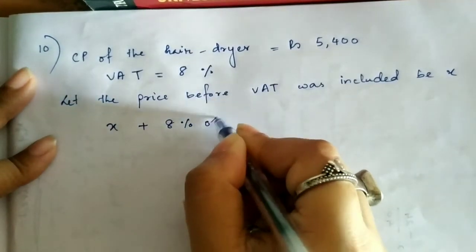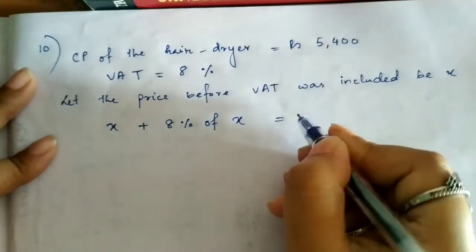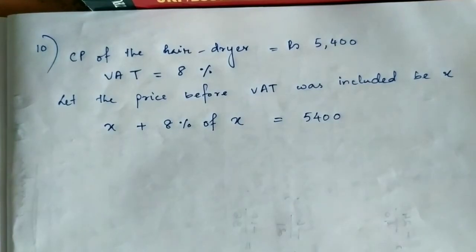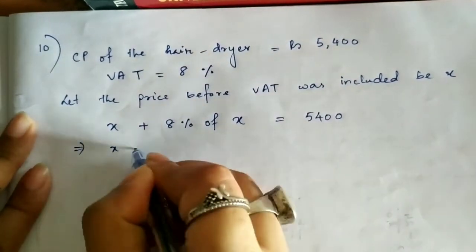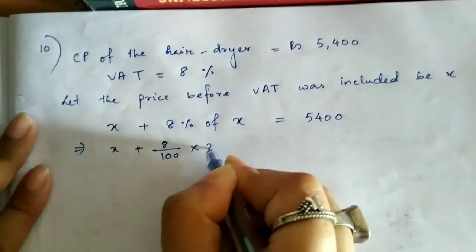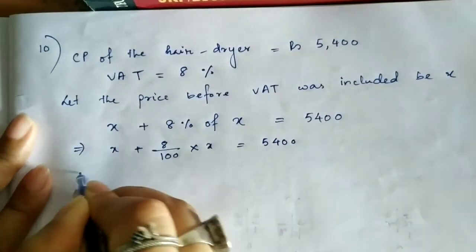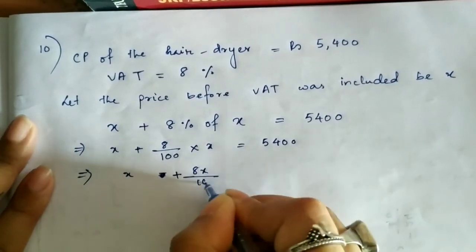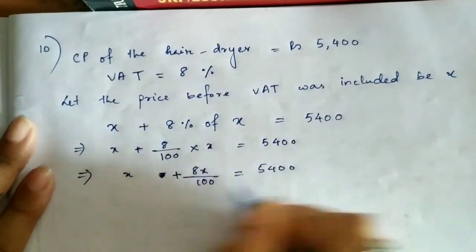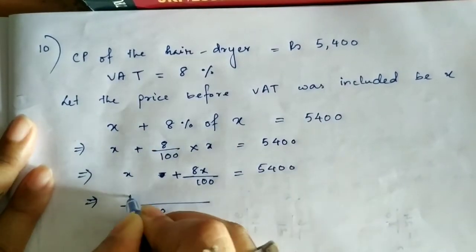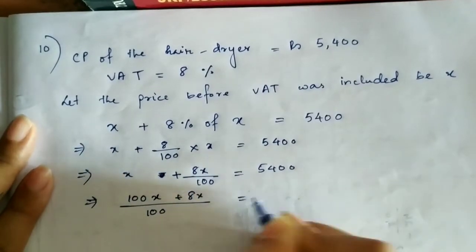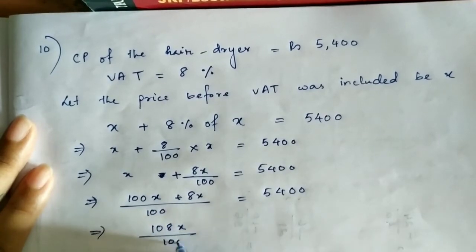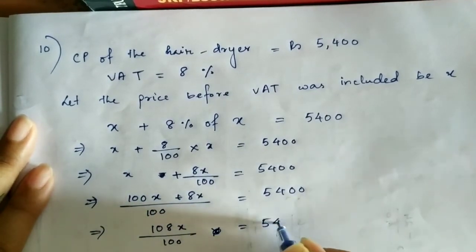Now let's see, can I form an equation with this? The VAT is taken always on the original price. If I add them, will I not get the cost price of the hair dryer that I bought it with? Yes. Now let's solve this one. X plus 8 by 100 into X equal to 5,400. This implies X plus 8X by 100 equal to 5,400. Let's take the LCM. Now 108X by 100 equal to 5,400.